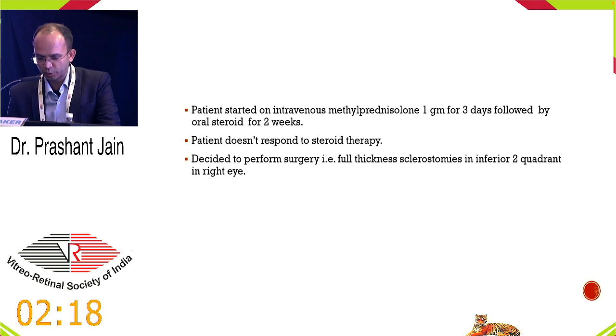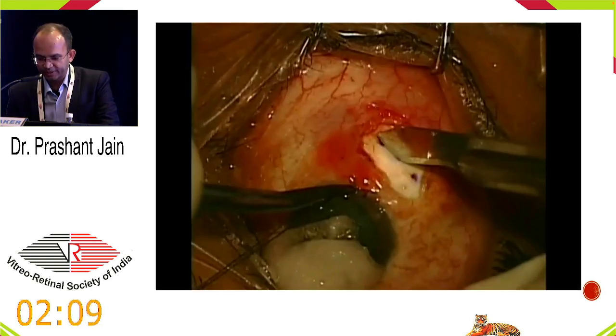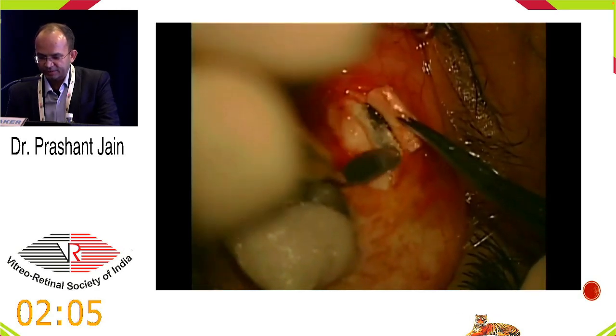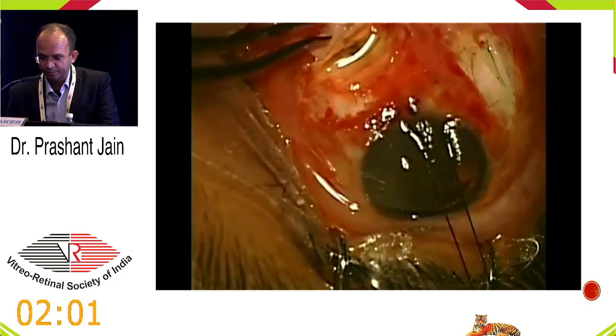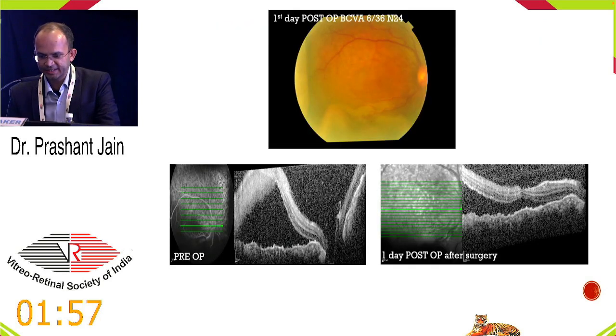But the patient didn't respond to steroid therapy, so we decided to perform full thickness sclerostomy in the inferior 2 quadrants in the right eye. We did it 6 mm away from the limbus, a 5 into 2 mm scleral flap was made, and choroid was exposed. Then with a Weck-Cel sponge, we made sclerostomy on both sides and sutured with 8-0 Vicryl. On the first day, there was marked decrease in serous retinal detachment, and BCVA was 6/36 and 2/4. Even on OCT, there was improvement.